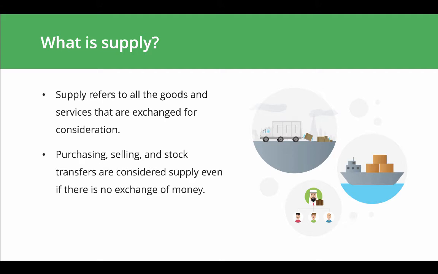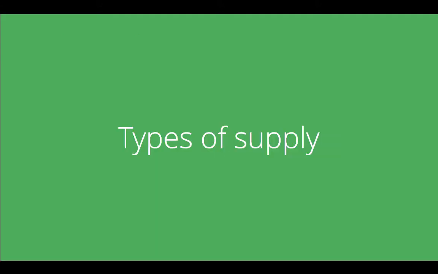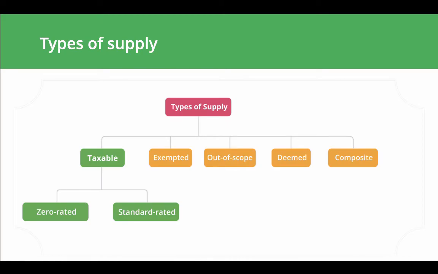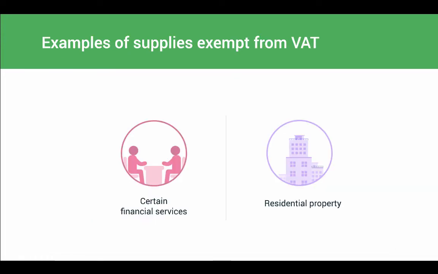Next, we move on to the types of supply under VAT. They are broadly classified into three categories: standard rated supply, zero rated supply, and exempted supply. Other than these, we will also see more about out of scope supply, deemed supply, and composite supply. Exempted supply. VAT will not be imposed in some cases, such as residential rent and rent of housing for students and certain financial services.